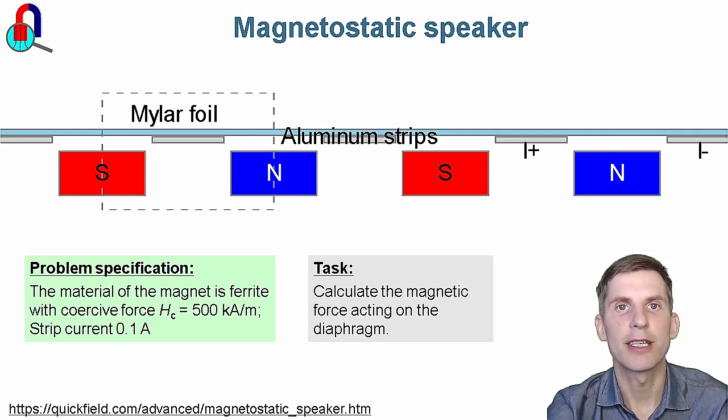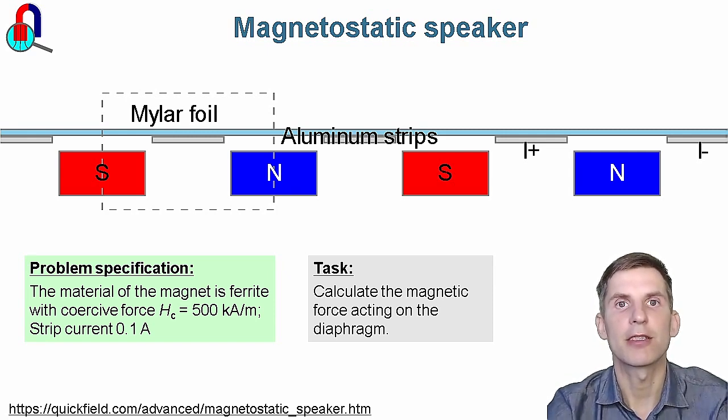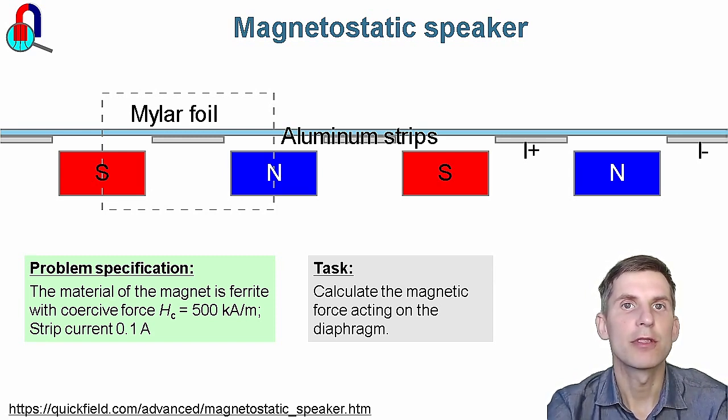Well, in a real device, AC current flows in the conducting strips. But the magnitude of the force depends on the electric current magnitude. It doesn't depend on the frequency. So we can simulate a DC magnetic problem instead of the AC problem.